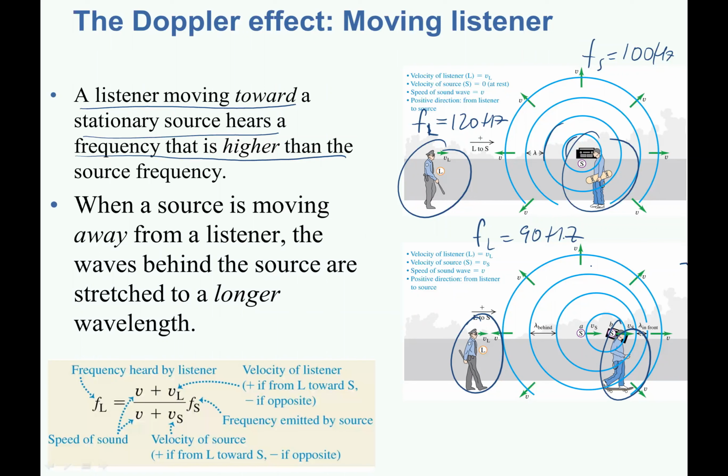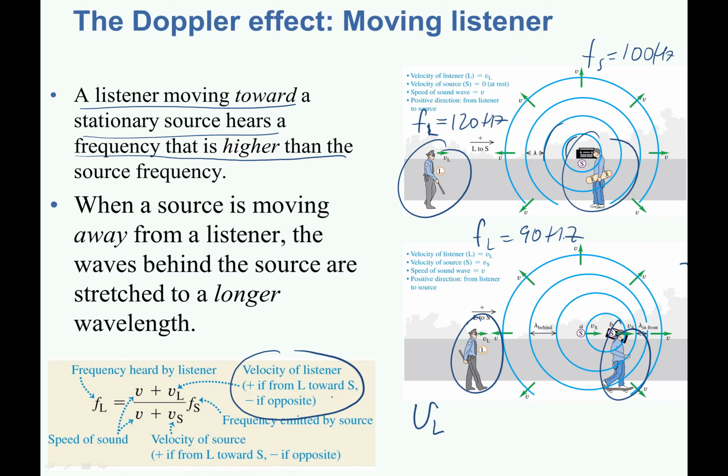All right, so you have to approach this equation carefully, because there are important things to understand about the sign of VL and VS. Here's what we have. This VL can be positive or negative, depending. The velocity of the listener is positive if it is from L toward S.